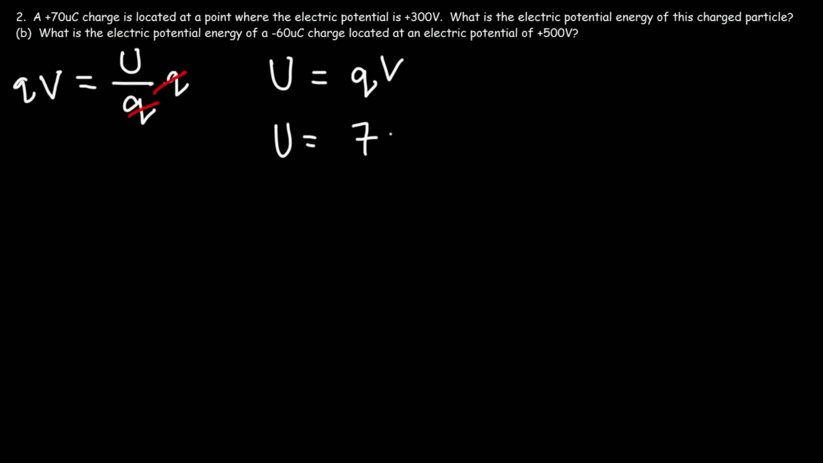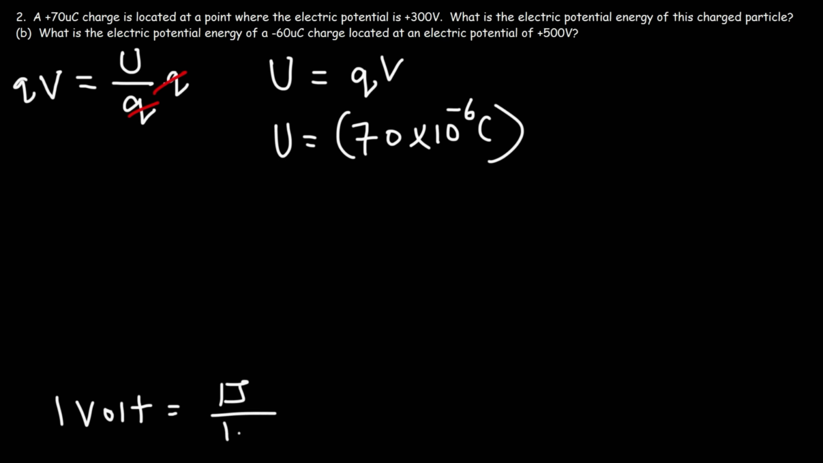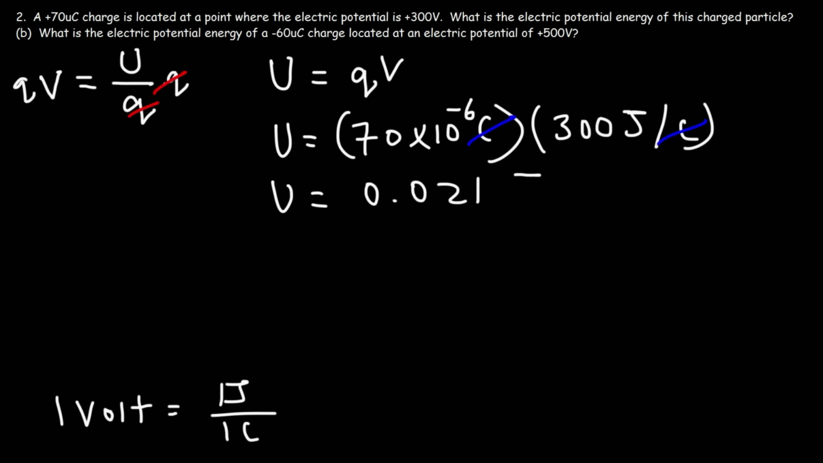So we have a 70 microcoulomb charge, and the electric potential is 300 volts. Keep in mind, 1 volt is equal to 1 joule per coulomb. So instead of writing 300 volts, we can write 300 joules per coulomb. So we can see that the unit coulombs will cancel, giving us the unit joules. So it's 70 times 10 to the negative 6 times 300. So the answer for part A, the electric potential energy will be 0.021 joules.